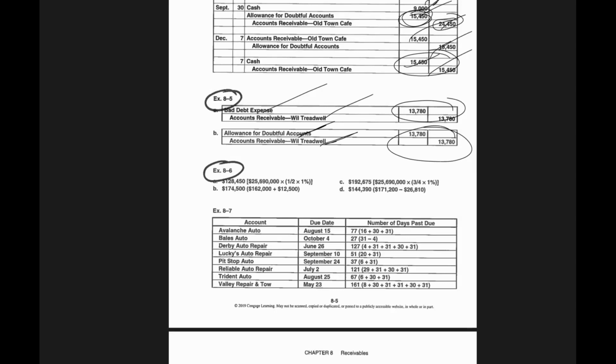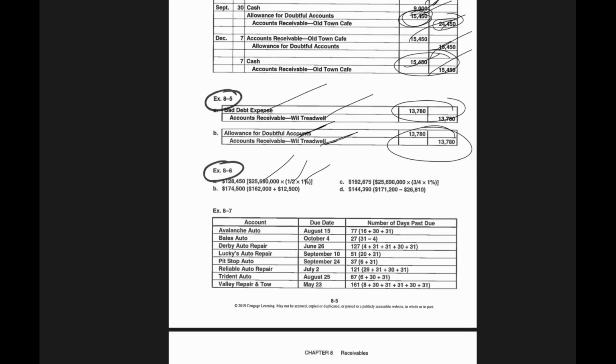All right, so let's look at letter A. It says here bad debt expense is estimated at 1/2 of 1% of sales. So in letter A, we take this total sales 1/2 of 1%. So in this case, all we do is we debit our bad debts expense and we credit the allowance account for $128,450.